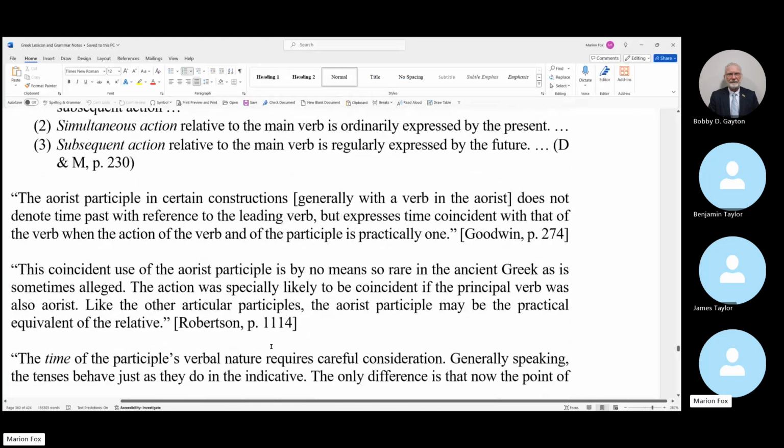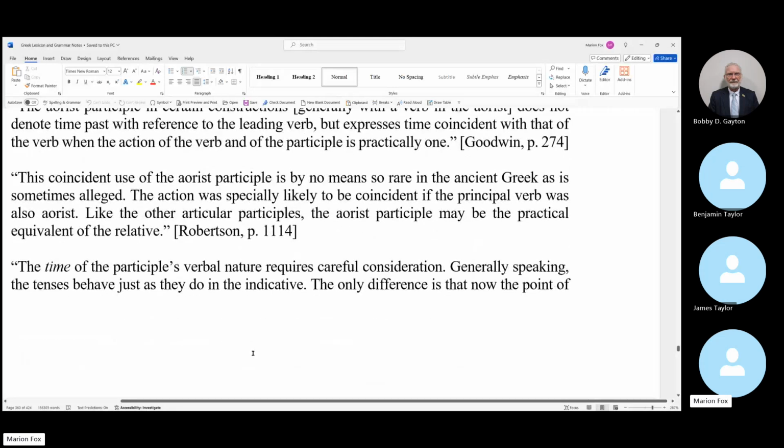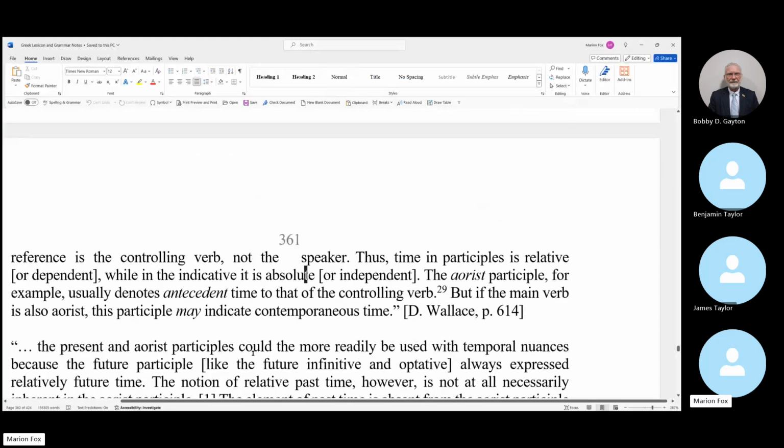Goodwin says, and this is another grammar book, and the reference to these grammar books is in the bibliography: the aorist participle in certain constructions, generally with the verb in aorist, does not denote time past with reference to the leading verb, but expresses the time coincident with that of the verb. The action of the verb and the participle is practically one. I don't know if I've spent too much time on this, but here's some more. And so anyone that's using this can see these right here.